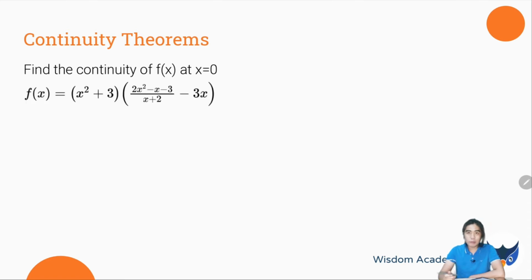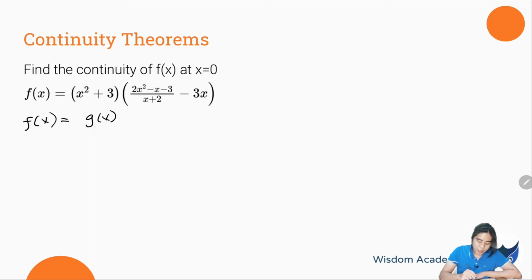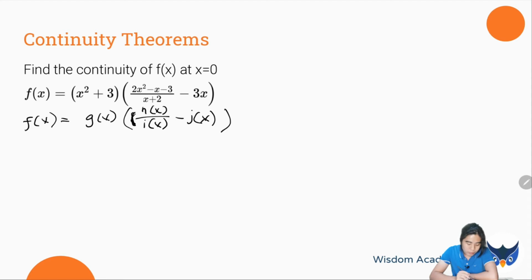So, using the theorem, we can find the continuity of f of x at x equals 0. Dito, makikita natin na pwede natin tong isulat in terms of functions. So, f of x equals, let g of x be equal to x squared plus 3, h of x be equal to 2x squared minus x minus 3, then i of x be equal to x plus 2, then j of x be equal to 3x. First, quotient of two numbers, since pareho naman silang continuous everywhere, since pareho silang polynomial functions. So, polynomial functions are continuous everywhere. So, they are continuous at x equals 0.